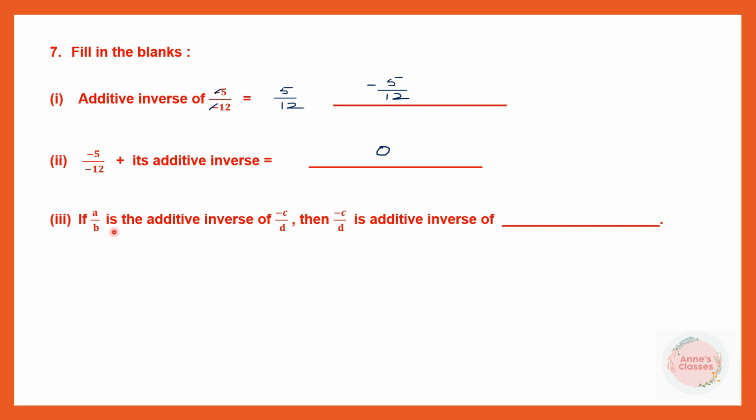If A by B is the additive inverse of minus C by D, then minus C by D is the additive inverse of A by B. Okay, this is the first part. Then A by B plus minus C by D, that is, A by B is the additive inverse of this. So you have a rational number and its additive inverse. When you add up a rational number and its additive inverse, what do you get? You get a 0. This is equal to, again, the additive inverse and a number. When you add it up, you get 0. So 0 and 0 here, your answer will be 0.